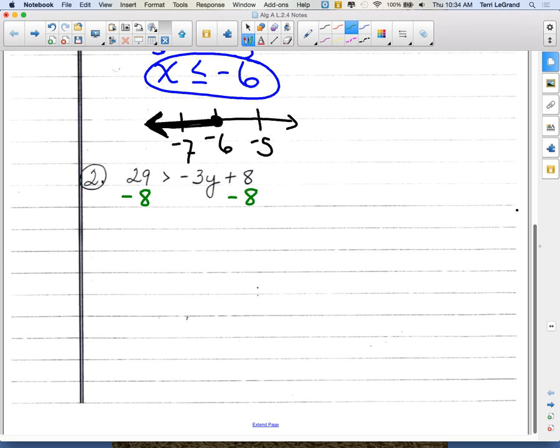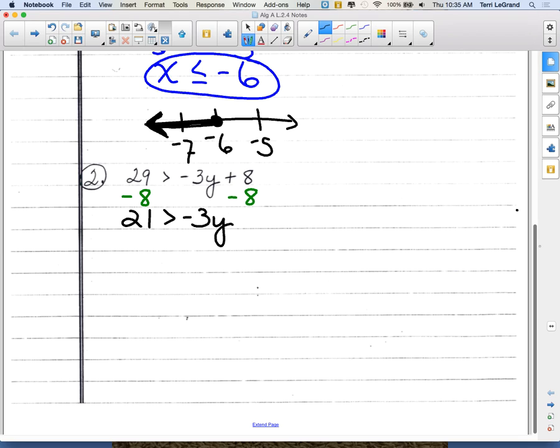After that step, let's try really hard not to use our calculators. Come on, these are not hard math problems. Okay, I end up with 21 is greater than negative 3y. Anybody agree with me? Okay, what would be your next step?